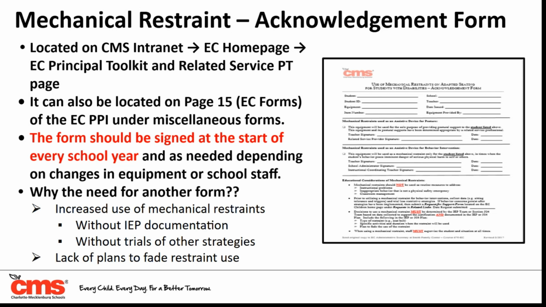Another reason that we need the form is there are lack of plans to fade out restraints. Often we see students who are given a mechanical restraint and it remains on their IEP for years and years and years, and it's never reconsidered because there's no plan to fade in place. There needs to be a plan to fade, to remove this intervention, to remove this support.